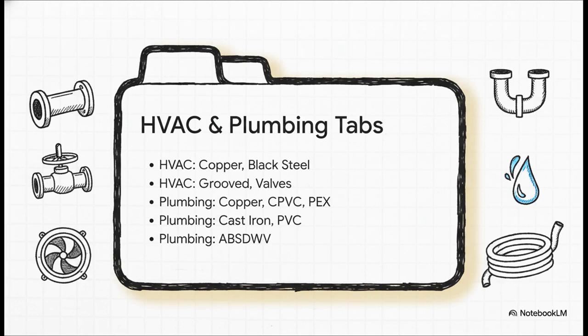We've got 4 dedicated sheets exclusively for HVAC, so that's covering everything from standard copper and black steel down to grooved fittings and valves. And then over on the plumbing side, you're fully equipped with 6 new sheets. That handles everything from PEX and CPVC all the way over to cast iron no-hub and PVC DWV. The real game changer here is that they've provided the material pricing and labor units for your most commonly used items right out of the gate.